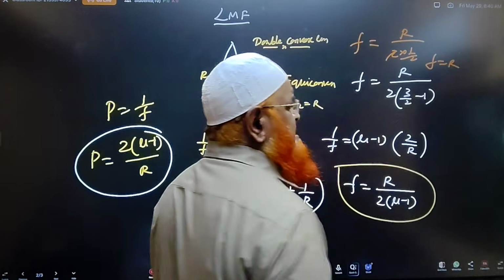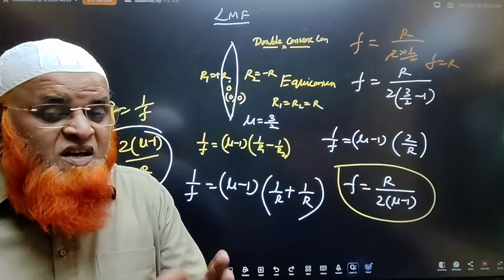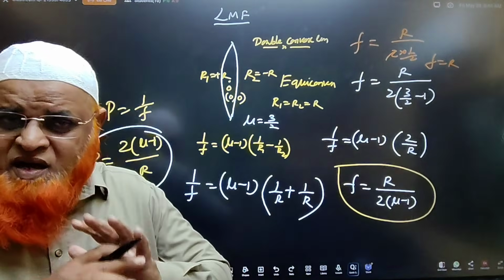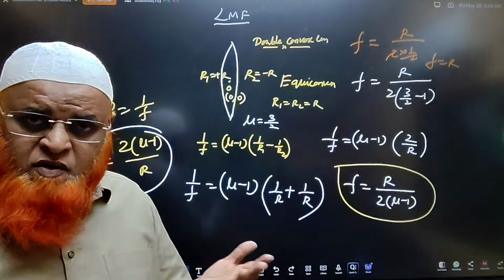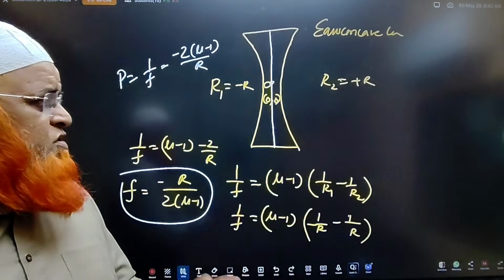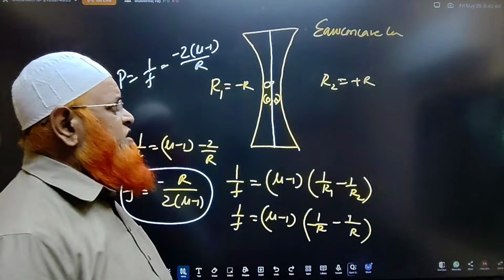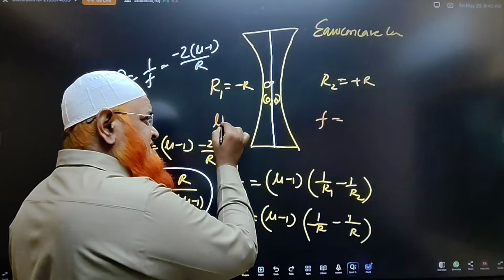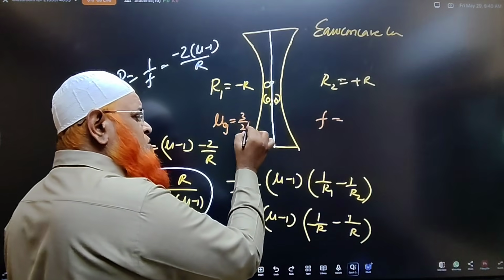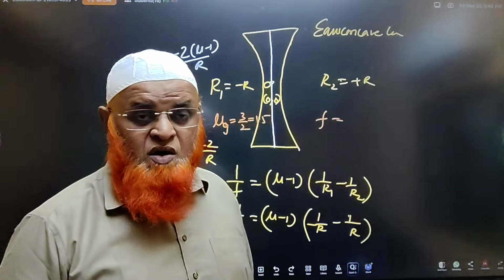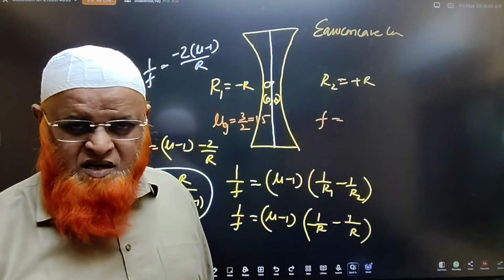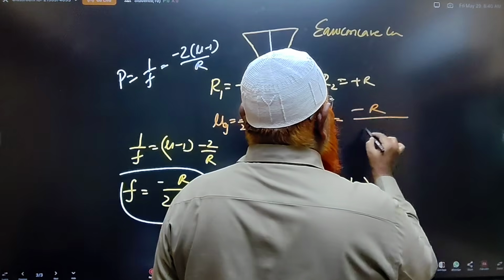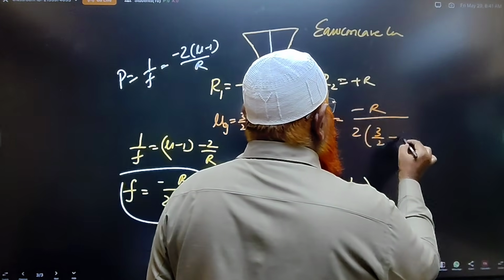So always focal length is equal to radius of curvature if the lens is made up of glass, whose refractive index is constant, and that's going to be 3 by 2 or 1.5. Similarly, if you see the focal length of a concave lens made of glass, glass is always 3 by 2, 1.5. It's not going to change. Is it understood what I am saying now? Okay. So therefore, f is equal to minus r by 2 into 3 by 2 minus 1.